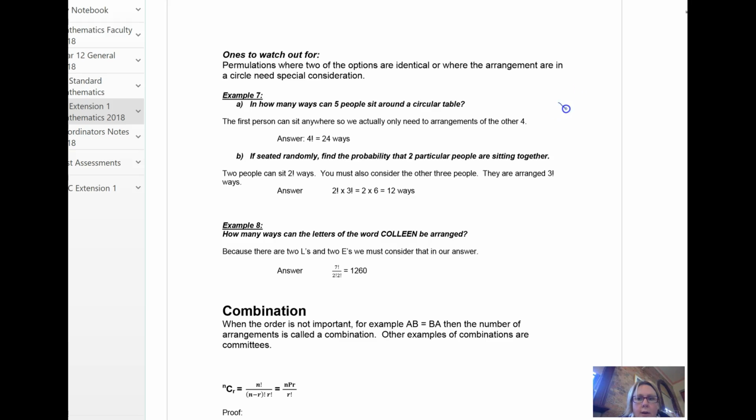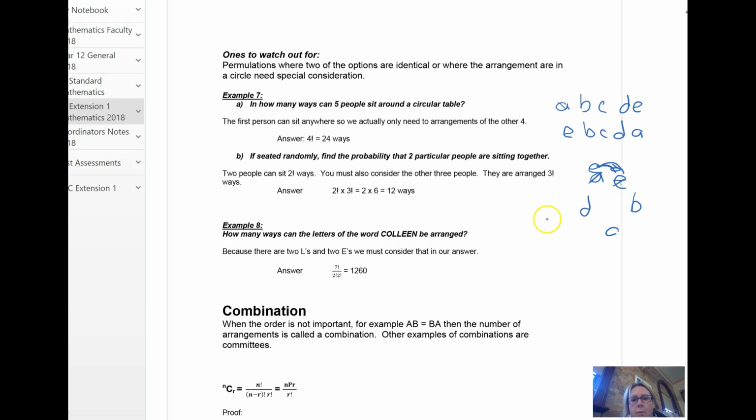Okay, with sitting around a table, if I sit 5 people around a table, it's different than sitting in a line, because if I had A, B, C, D, E in a line, if I swap the E and the A, it's different. But if I have A, E, B, C, D in a circle, that's the same as if I had E and A, because they're still sitting together. Okay, we're not worried about what seat they're in, we're talking about their relationship with each other.